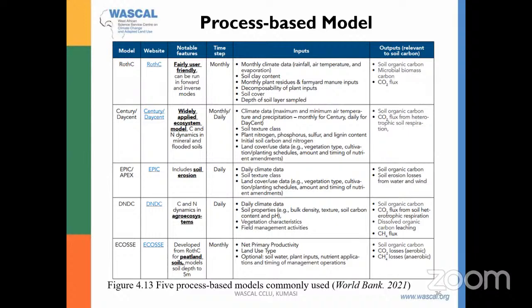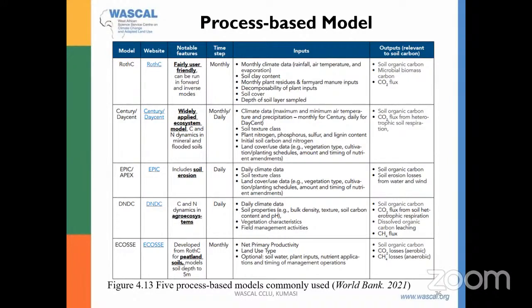So we have the RothC, which is fairly user-friendly and can be run in forward and also inverse modes. This is mostly done on monthly data sets. So if we have monthly climate data, rainfall, air temperature, and evapotranspiration, all these monthly data sets, as I mentioned, come from satellite products launched in space missions. Some are able to provide us daily observations, some provide information on a particular scene within 14 days, and some give us monthly data. So some of these products can be sourced monthly from the sources that I mentioned.